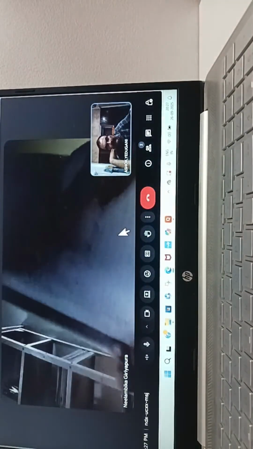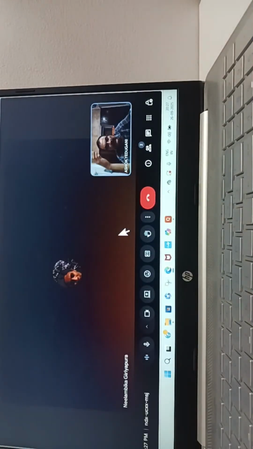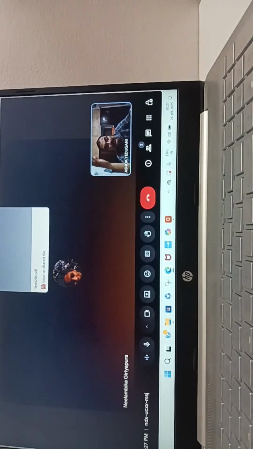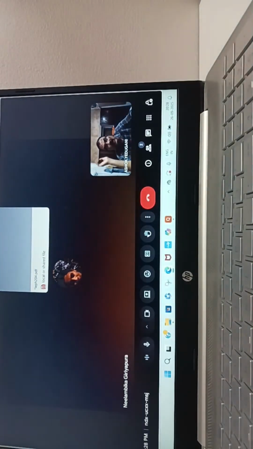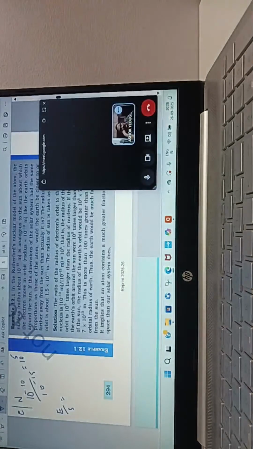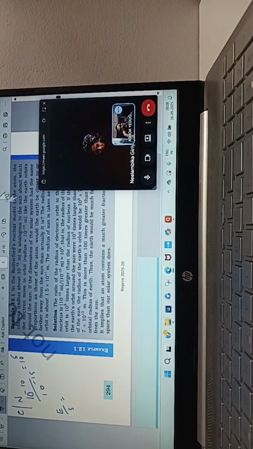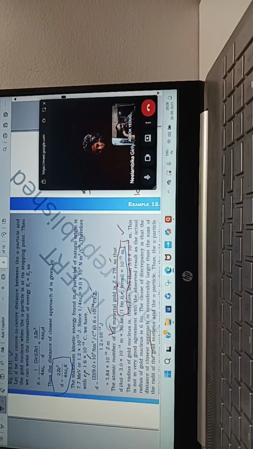Yes, sir. But that one you didn't write. Write it. That second question: what is the size of the nucleus of the gold atom? How much did you get? Don't calculate. At least the approximate value is given in the textbook, which you copied. How much is given?